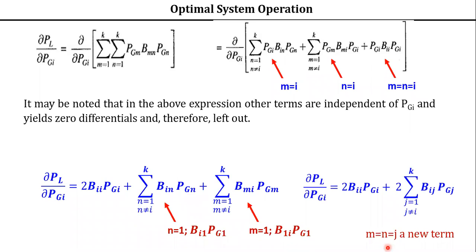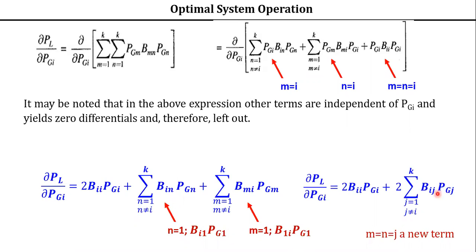Now you see here, this is the term you are getting, like 2 bii pgi, these two terms. This is when m is equal to 1, so this term becomes this one. This is when n is equal to 1, this term becomes this one, and bi1 is equal to b1i. So therefore this is also bi1 pg1, and this is also bi1 pg1, so I can write it like this, isn't it?